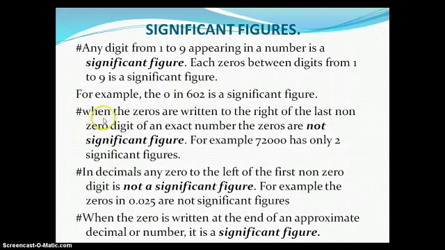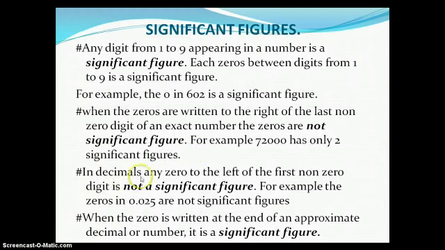Then another case: when the zeros are written to the right of the last non-zero digit of an exact number, the zeros are not significant figures. Take an example, for instance, 72,000. We don't have any number ranging from 1 to 9 after these zeros, meaning that these zeros are not significant figures. So this 72,000 has only 2 significant figures. So you have to be very careful on that condition.